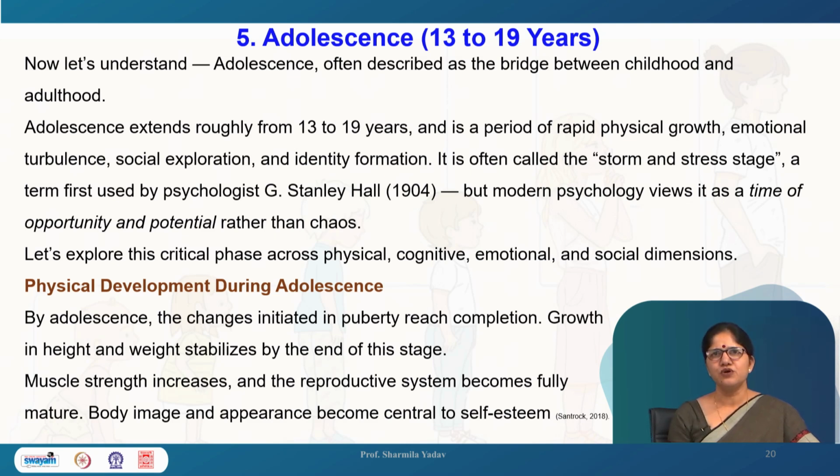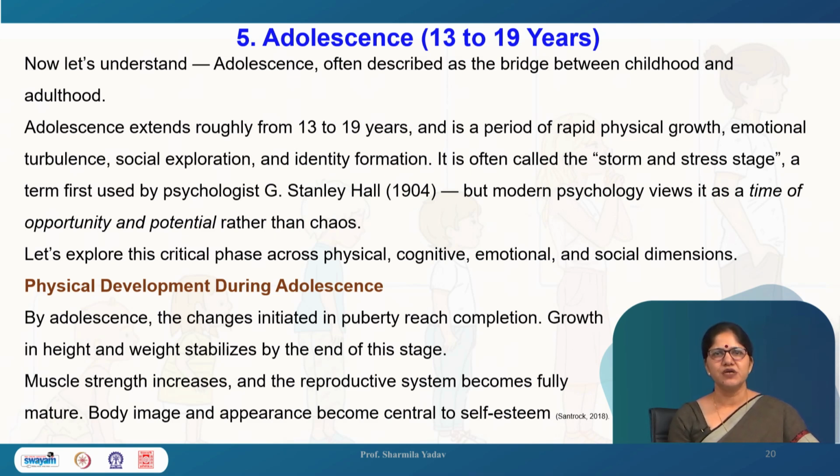It is often called the storm and stress stage, a term first used by psychologist G. Stanley Hall, but modern psychology views it as a time of opportunity and potential rather than chaos. Let's explore this critical phase across physical, cognitive, emotional, and social dimensions.